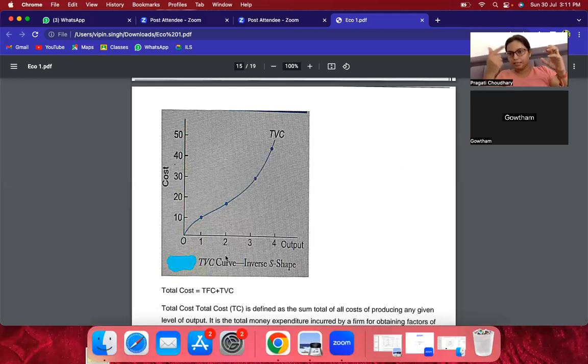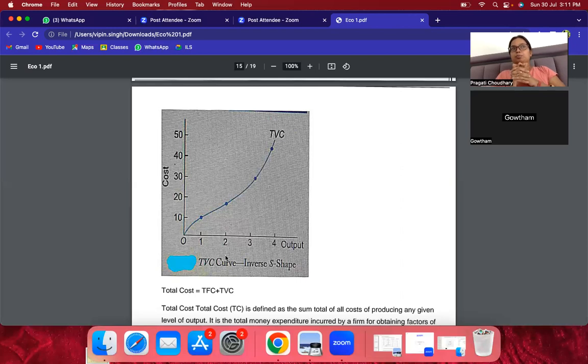In the last one, I had 10 rupees for fixed cost, 0 for variable cost. 10 plus 0 is 10. So TC is something. So how could my TC be 0? Are you understanding it? Should I repeat myself? No, I understood.